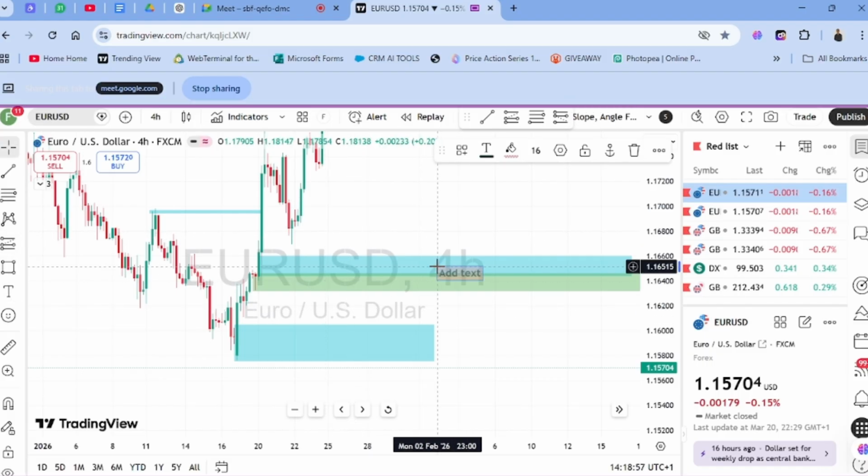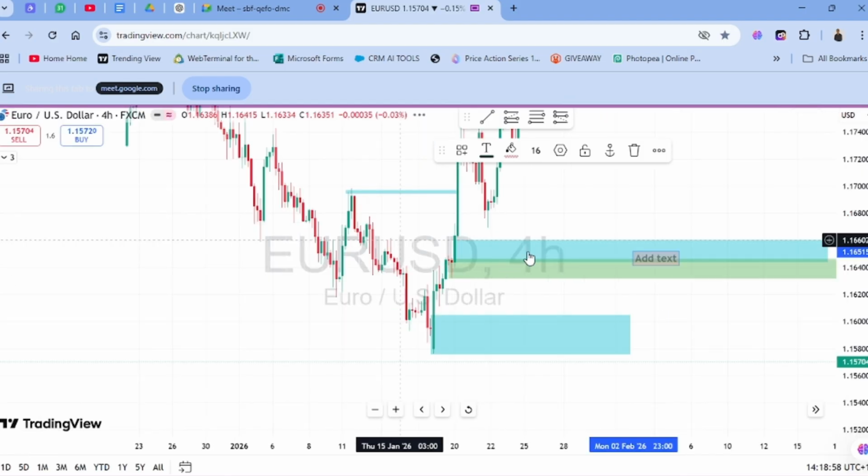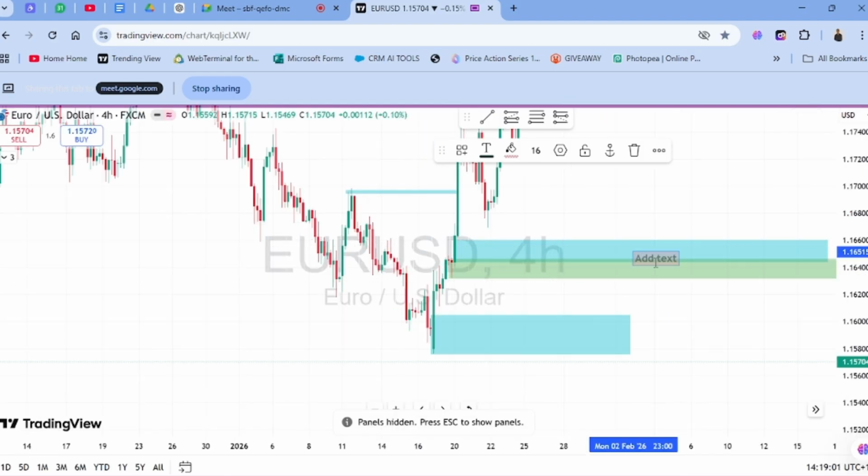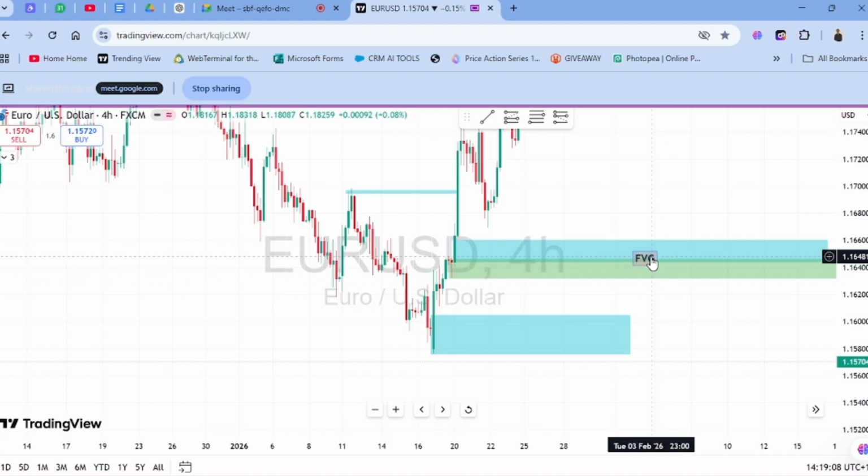It can be called inefficiency, FVG, imbalance. These are just names for the same thing, okay? I call it FVG. I tag it FVGs, right? That's the blue zone.